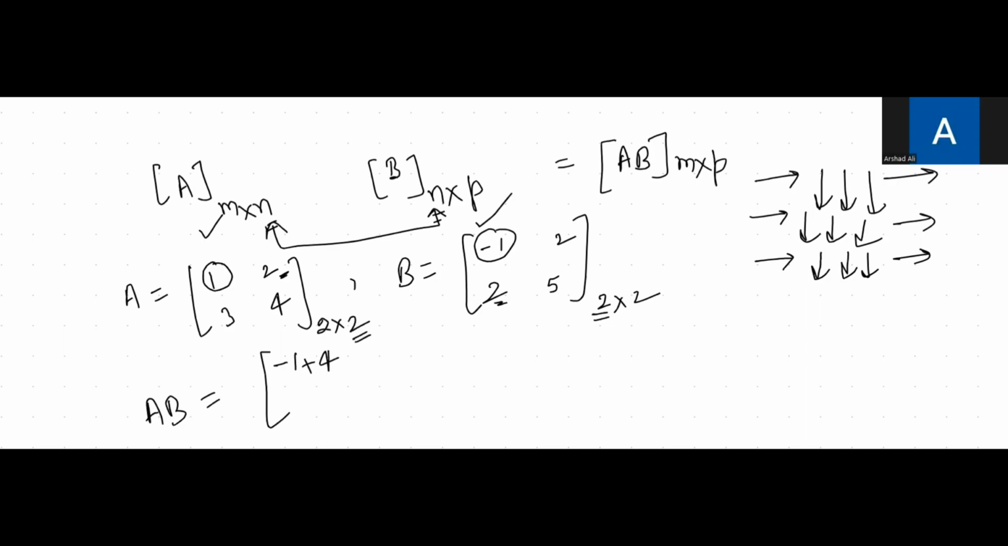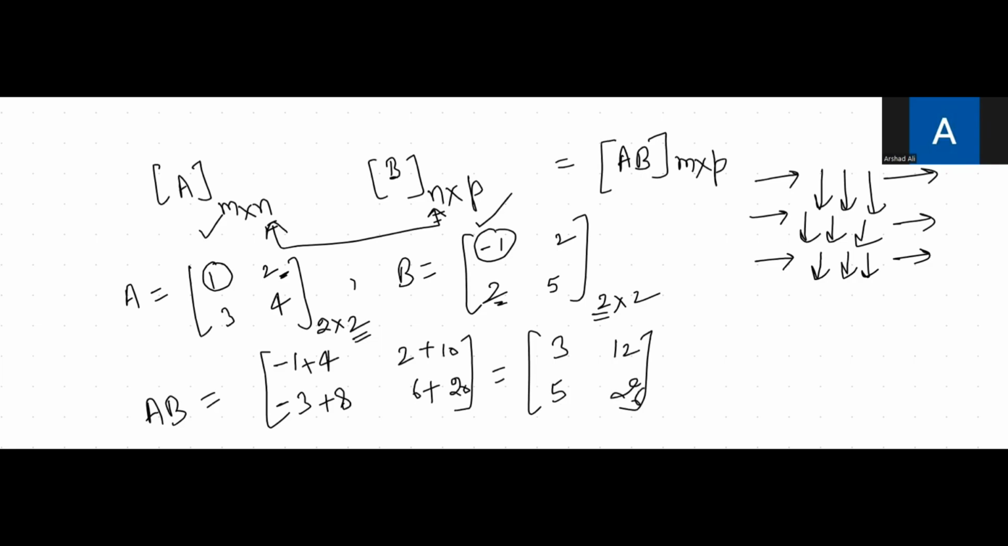Now first row with second column. Here 1 and here 2. So 1 multiply 2 is 2. Now 2 multiply 5 is 10. So first row, second column is also completed, and now we have the first row. Now the second row with all the columns. 3 multiply minus 1 is minus 3. Now 4 multiply 2 is 8. 3 multiply 2 is 6. 4 multiply 5 is 20. So here we can write 5, here 12, here plus 5, and here 26. Okay, student.